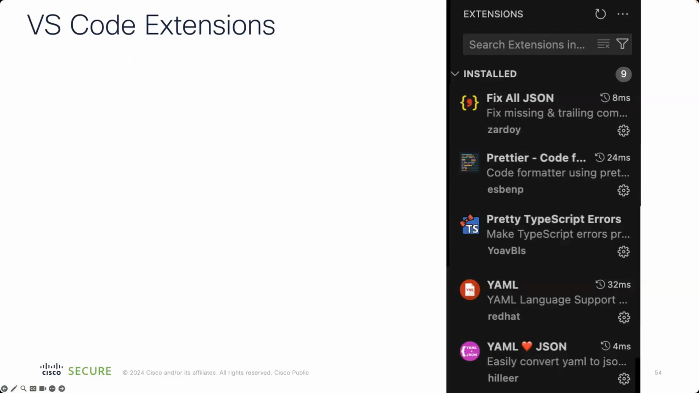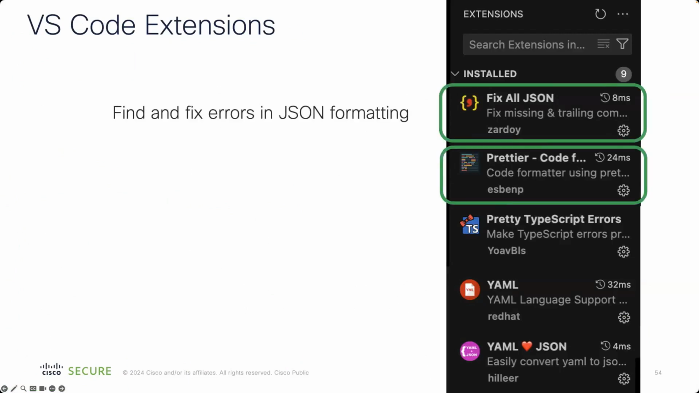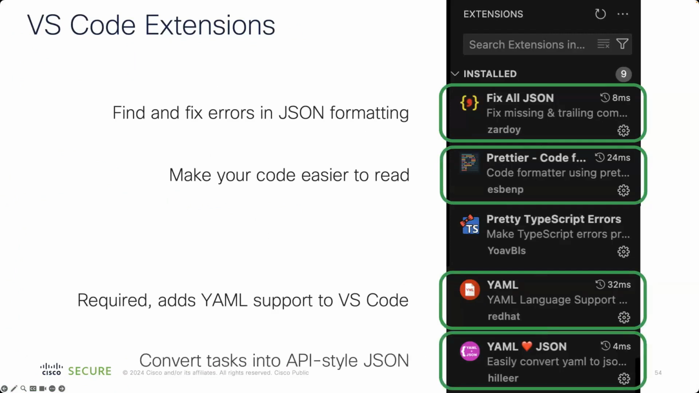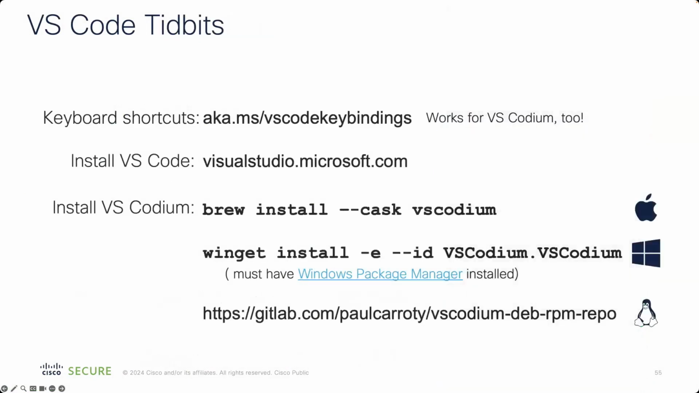Speaking of VS Code, before I get into my Ansible demonstration, these are the extensions that I use in VS Code. And this just makes everything easier. Of course, you have to have the YAML extension to support YAML in VS Code. But everything else is basically just to make it easier to read, make it format for you. And then we have this information for if you want the keyboard shortcuts. That link has it for Windows, Linux, and Mac OS.